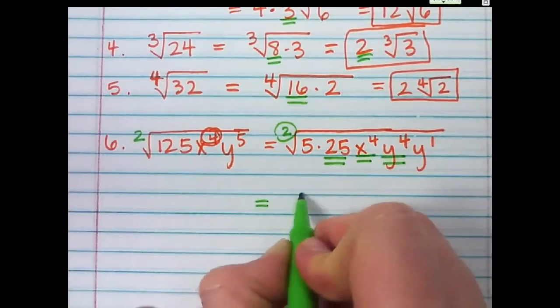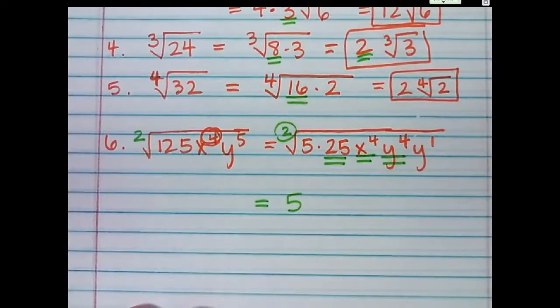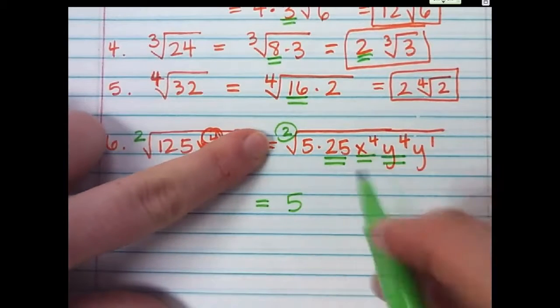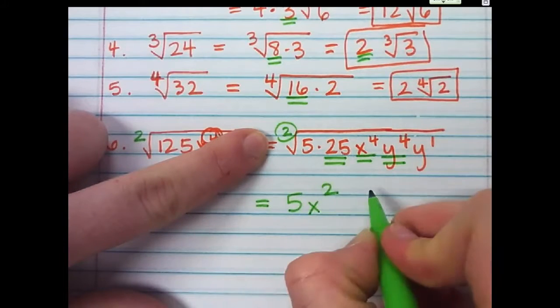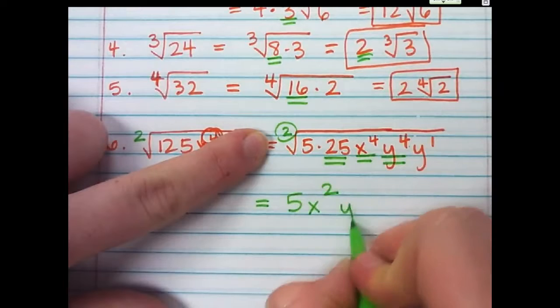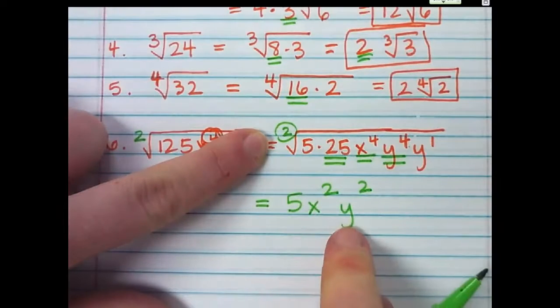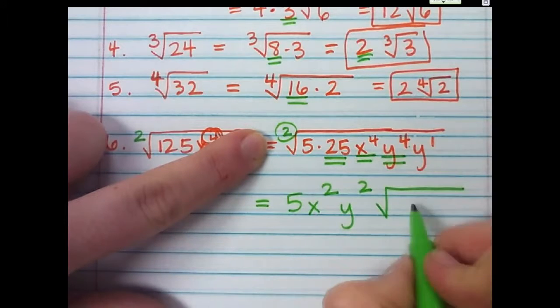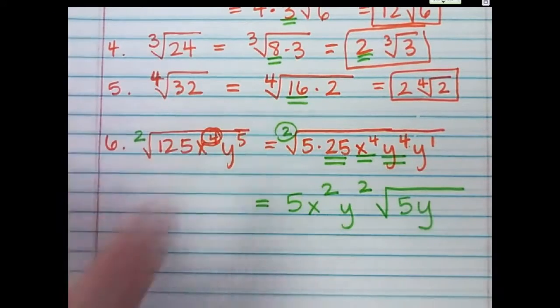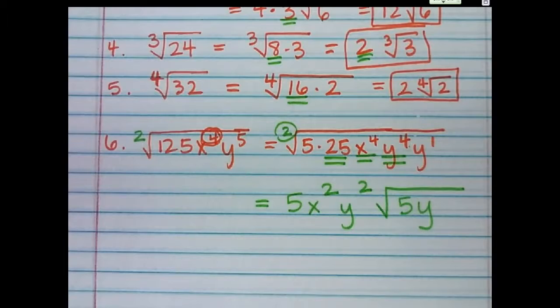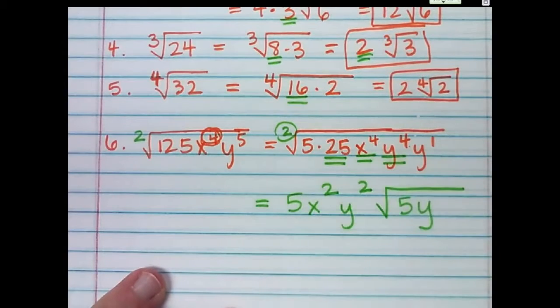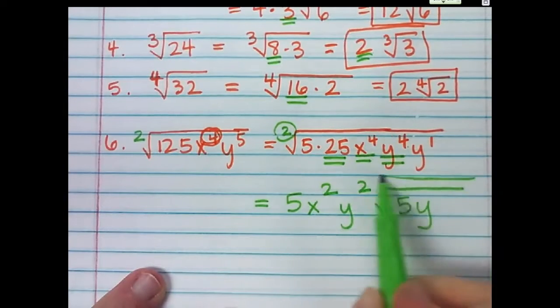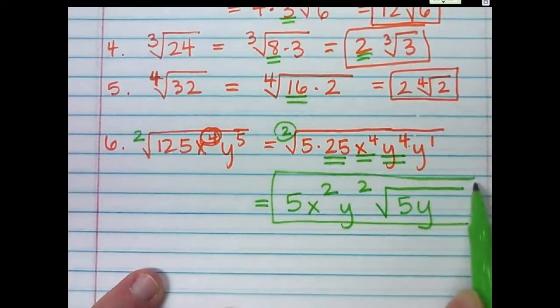So on the outside I'll have a 5. Remember you just divide these. 4 divided by 2 is 2, and 4 divided by 2 is 2. So x squared, y squared. What's left on the inside of my square root? 5y. Okay, because in order for it to come out of the square root, it has to have a pair, and we only have that single y.